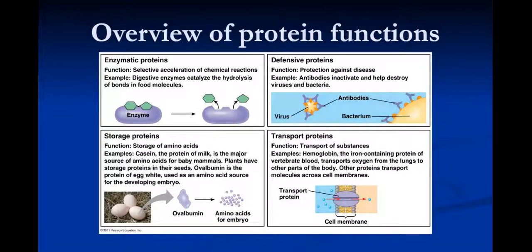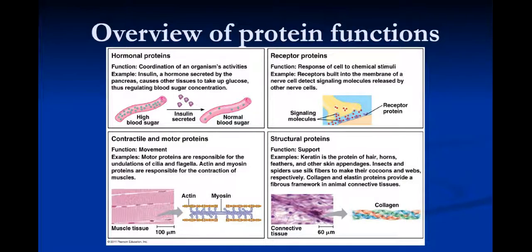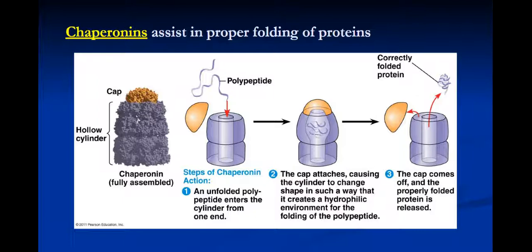Here's a quick overview of some functions of proteins. Again, we'll get more into specifics as we go throughout the course, but we can have enzymatic proteins, defensive proteins, storage proteins, or transport proteins to help us. Additionally, hormone proteins, receptors, contractile or motor proteins to cause movement, and structural proteins to hold things together. So it's difficult to pinpoint one or two specific examples or functionalities. These things do a lot of things. So we'll get more into examples as we go along.